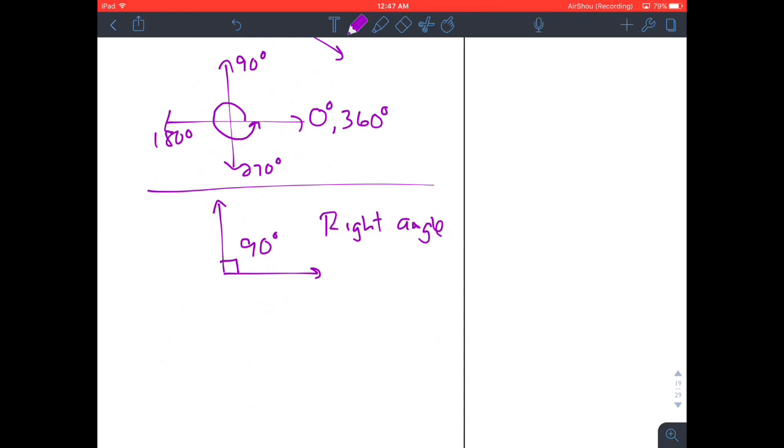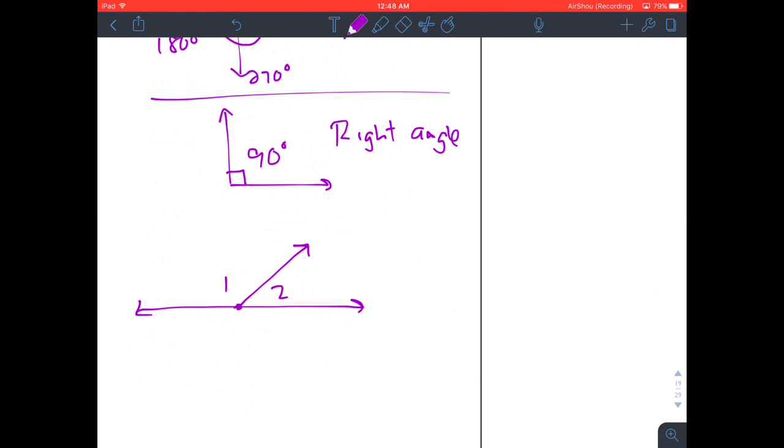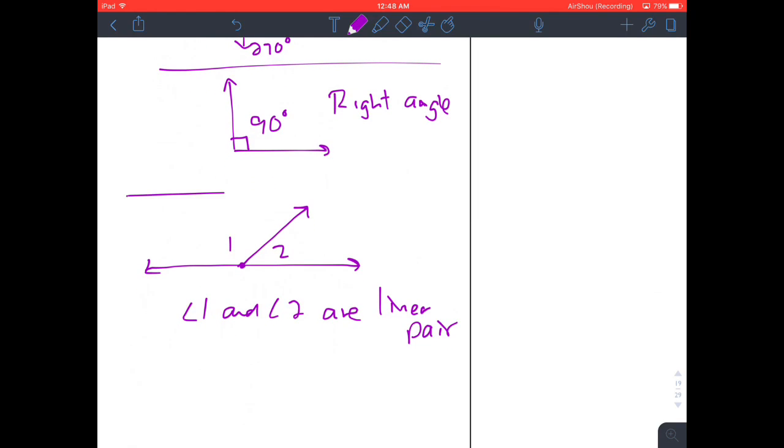If you have an angle like this, it's called a straight angle. If that is broken apart like so, angles 1 and 2 are called a linear pair. Why does that matter? It matters because a linear pair is always supplementary. If you add the measures of a linear pair, it always equals 180 degrees. It's going to come up in some of the problems.